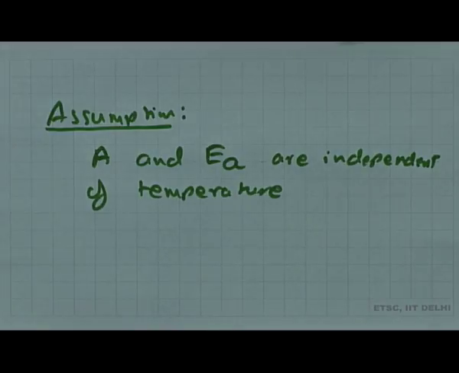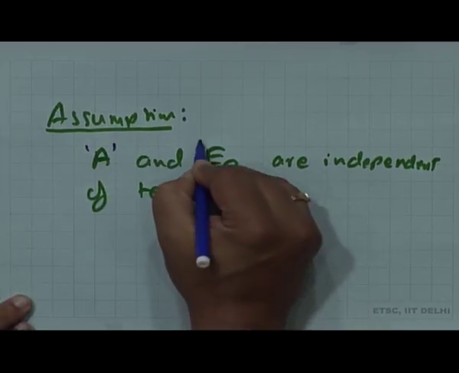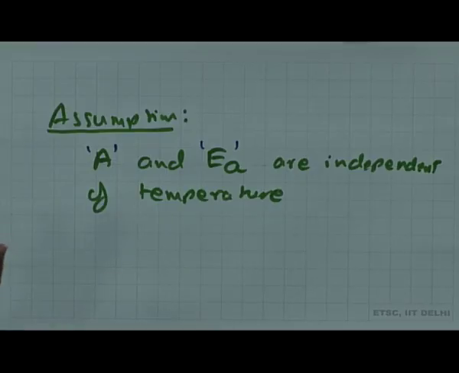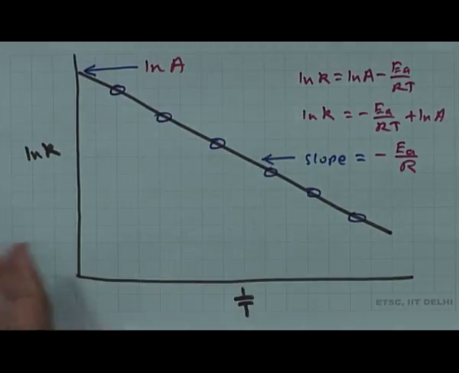So, if your temperature range goes from say 280 Kelvin to 400 Kelvin, then when you are doing this plot, your assumption is that the Arrhenius factor A, which is this, and the activation energy EA are constant. That means they are not changing with the change in temperature. Having made this point clear, this is the plot you are looking at.